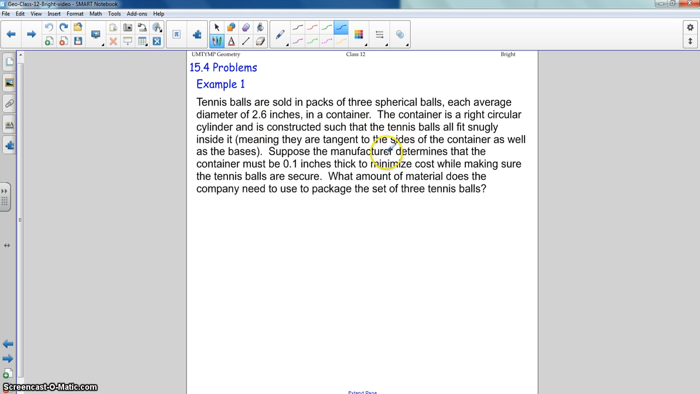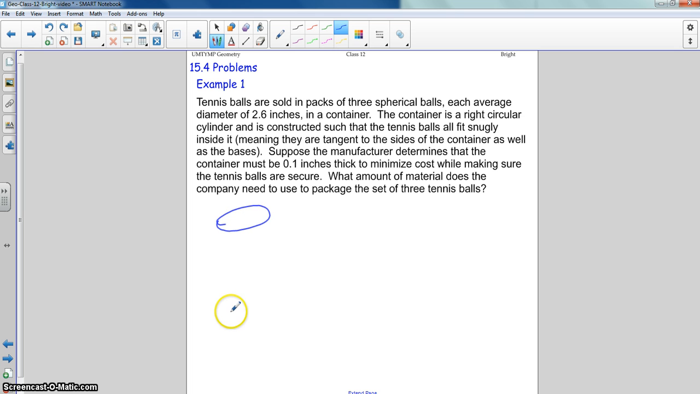So we suppose that the manufacturer determines that the thickness of the container must be 0.1 inches to minimize cost while making sure that the tennis balls are secure. So we want to know what amount of material the company needs to use to package the set of 3 tennis balls. If I were to draw a three-dimensional picture of this, it might look something like this.